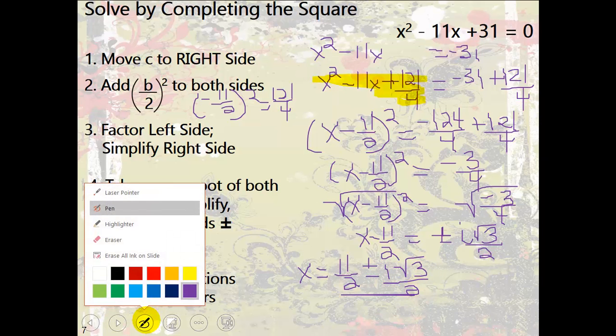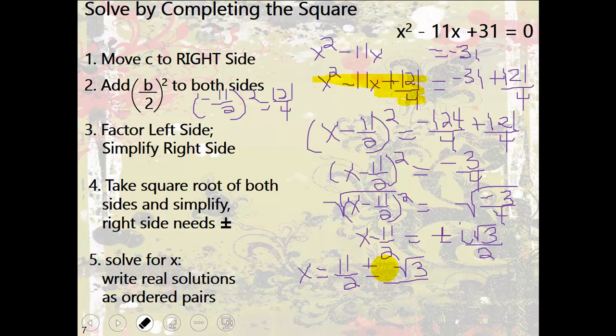That's an i, so I'm going to do some erasing here because I want to make sure you can see that that's an i. That's an i, and that's a 2. So we're just going to write two answers. x equals 11 halves plus i root 3 over 2, and x equals 11 halves minus i root 3 over 2. And if you wanted to put them each over one denominator, you could do that as well.